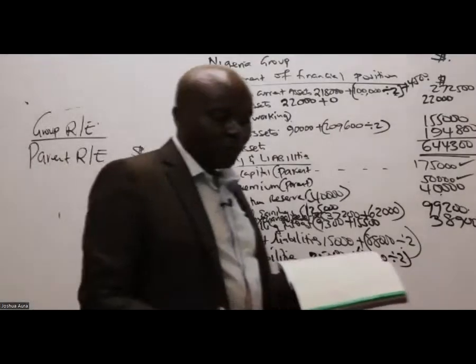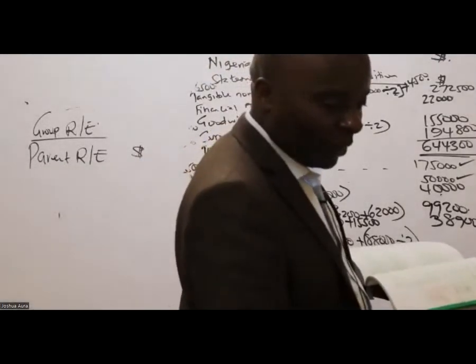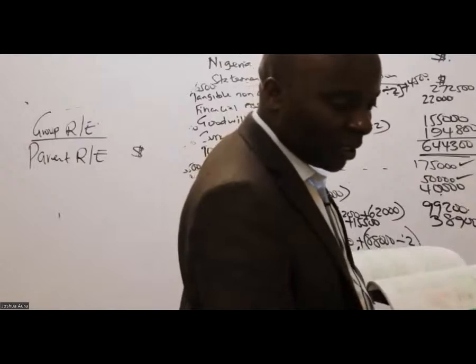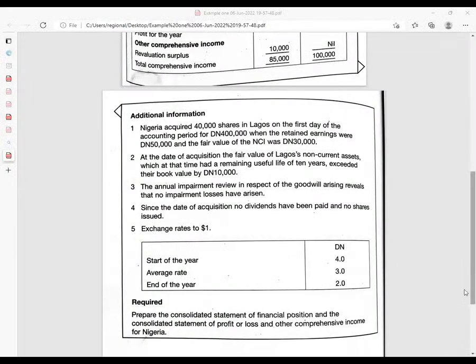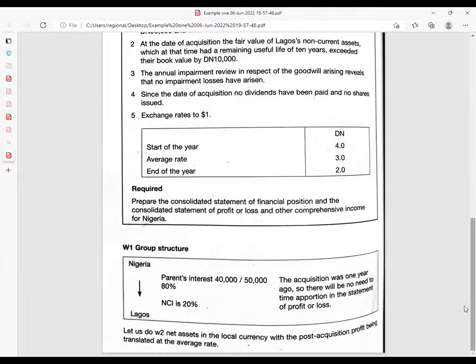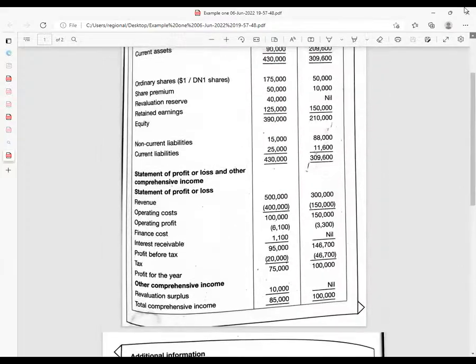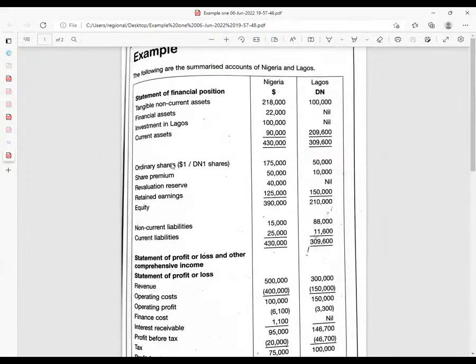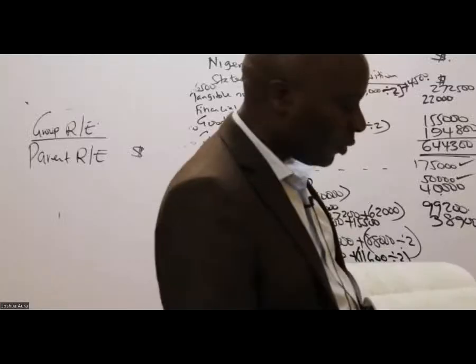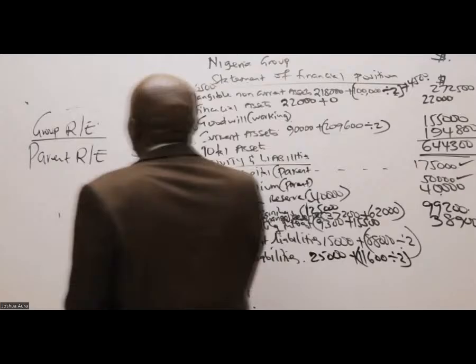Parents retained earnings, tuko nazo ni ngapi from the balance sheet? Parents retained earnings from the balance sheet. What do we have here? Right? 125,000, isn't it? 125,000. So here we have 125,000.